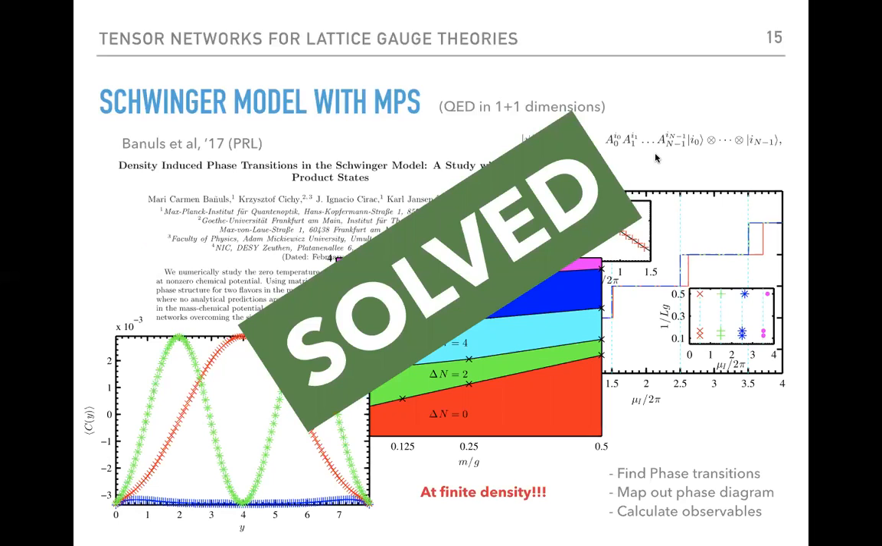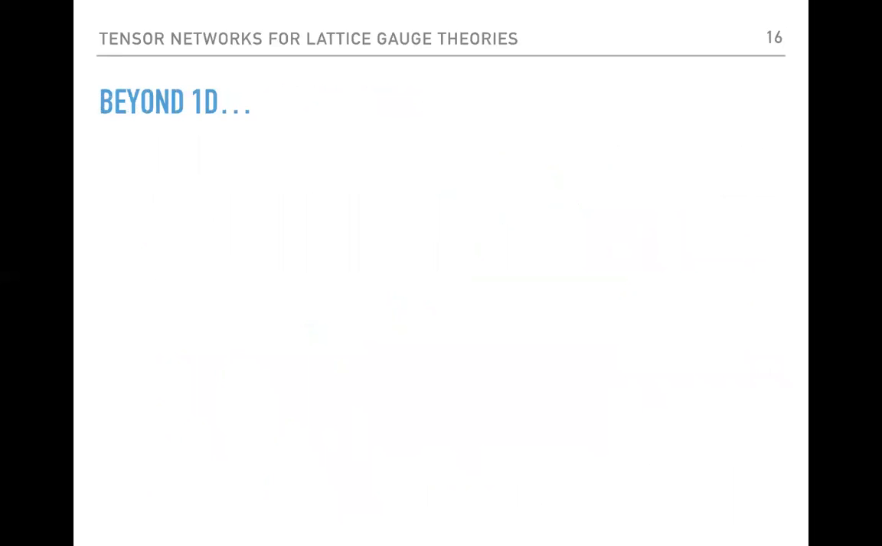So given the success of the Schwinger model numerically, the question was, well, how can we go to more dimensions? What can we do in 2 space dimensions? So beyond 1D, the first thing that we have to think about, let me check the time.